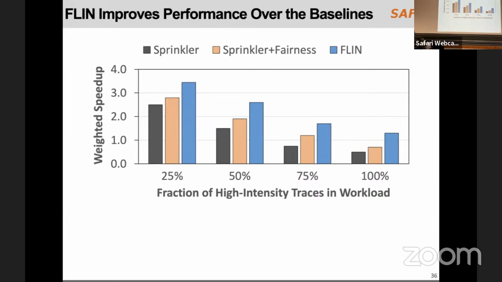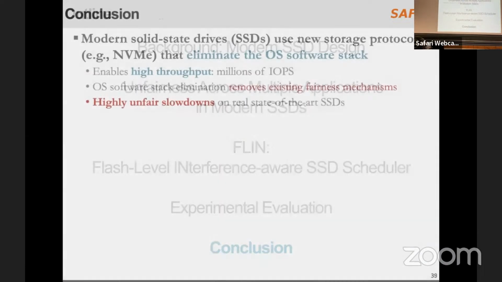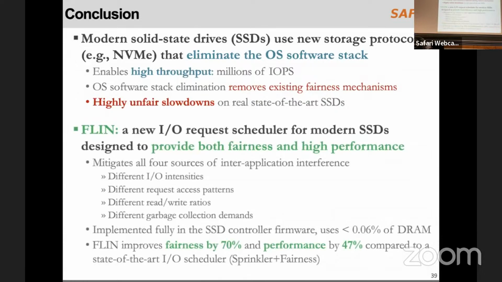And that's the key: providing a fair solution should not necessarily conflict with a high performance solution. That was the very important insight that we got from this work. There are many other results in the paper that you can check, but that's about it for FLIN. Any questions? Of course, I didn't provide a lot of details here, but you can check the paper. But I think you got the overall idea of this work.